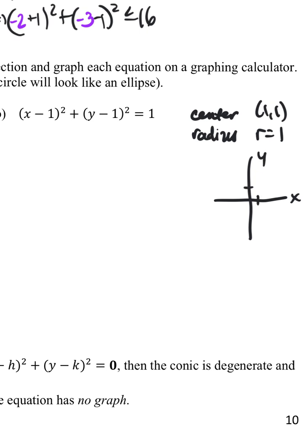I could go to (1, 1). There's my center. I like a little C for my center. And then how do I graph the circumference?